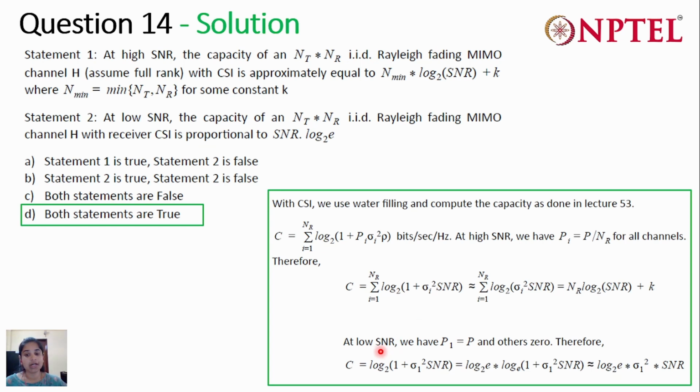Now at lower SNR, what happens is we have only one channel, and the power of that will be P and the others will be 0. Therefore, capacity will now become log to the base 2 of 1 plus sigma 1 square into SNR. This can be written as log to the base e into sigma 1 square into SNR approximately. So both the statements are true.